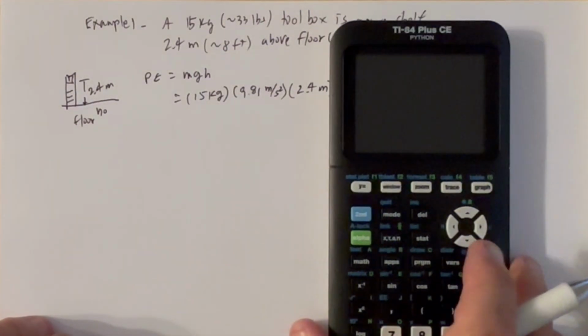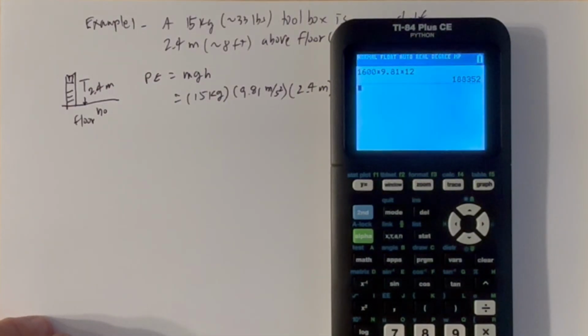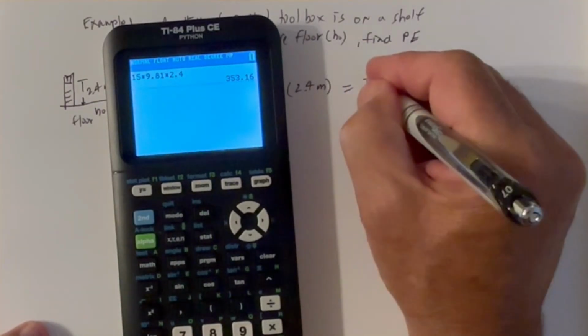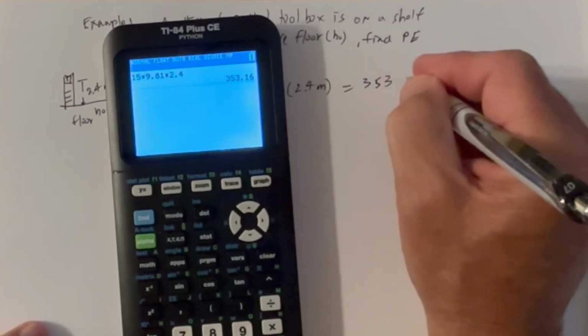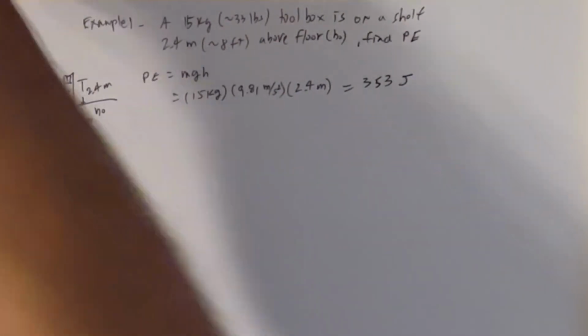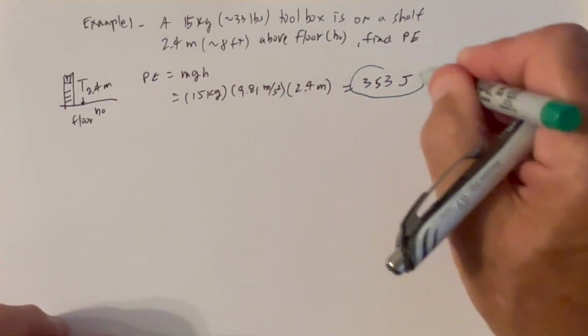So I'm going to get out my TI calculator here. Clear that. So 15 times 9.81 times 2.4, enter. That's equal to 353, and the units on that are going to be joules. So there's our answer to the problem. We got 353 joules.